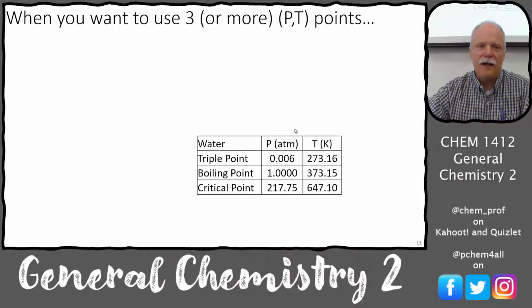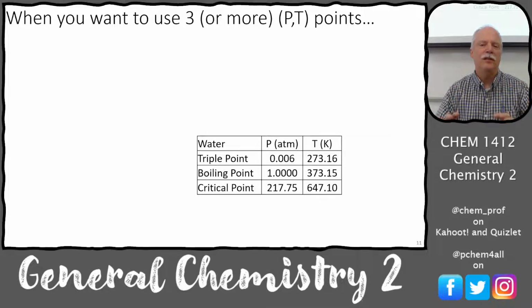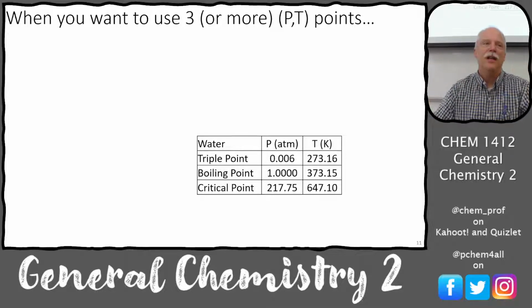Okay, now put your pencils down on this one. I'm just going to show you something fun. What do you do if you have multiple points? Which two do you use? Right? So this is water. It has a triple point, a boiling point, and a critical point. And this is foreshadowing. We'll do this in PChem, but I just kind of show you when you have multiple points, you don't have to decide which two to use. You can use all three and plot it.